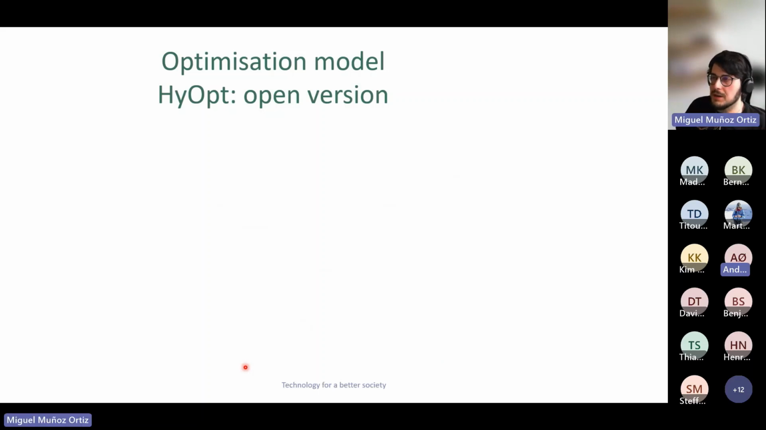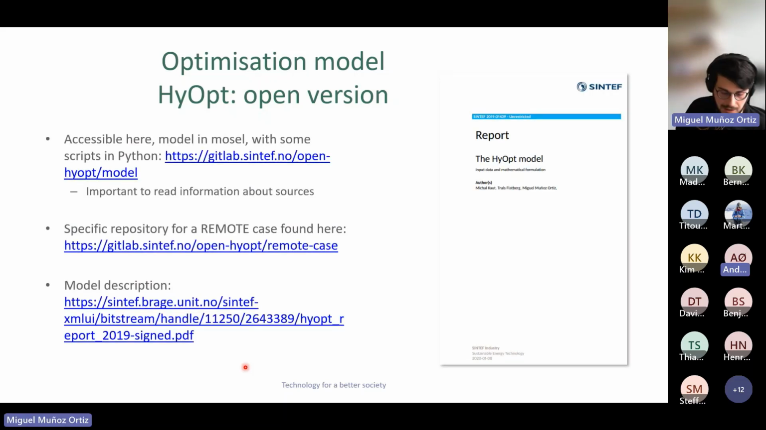The second part now is the model called HyOpt, which is an optimization model that we have implemented. This open version is in Mosel. It's a programming language, and I was thinking of going step by step, showing you where all the things are. The open version is in GitLab.